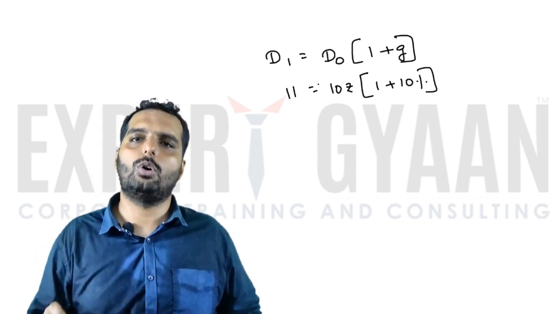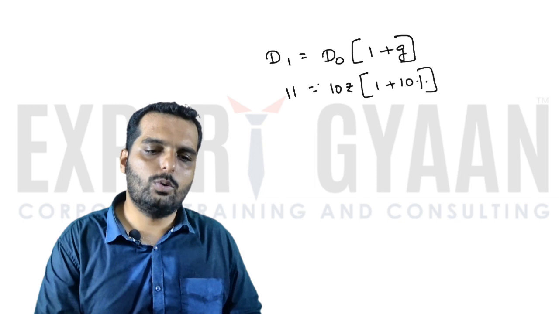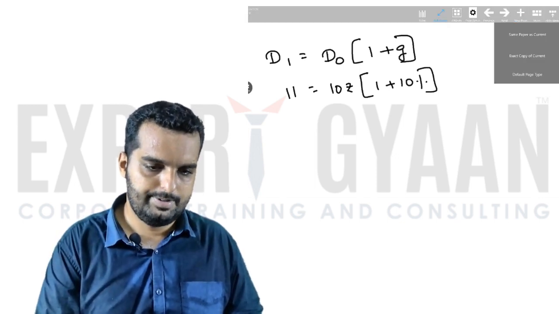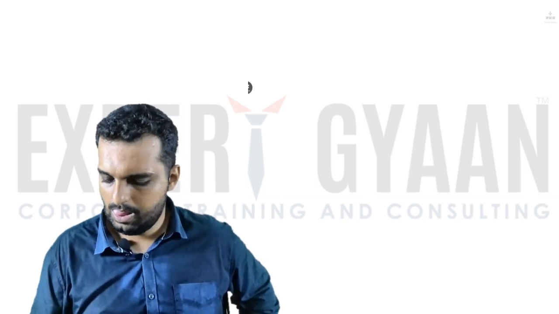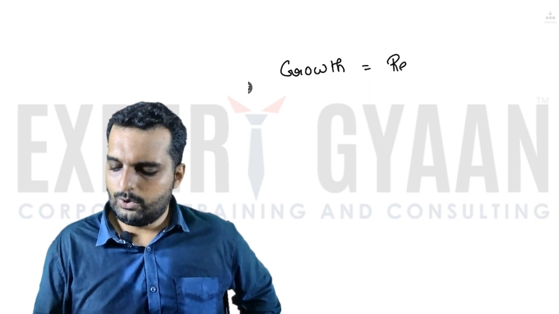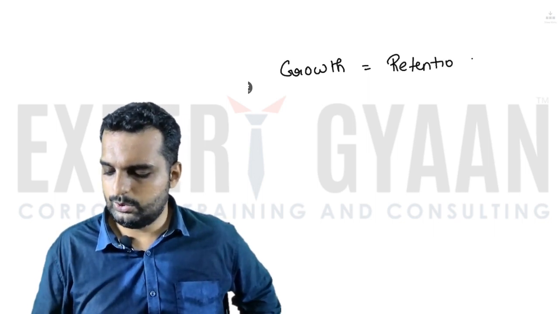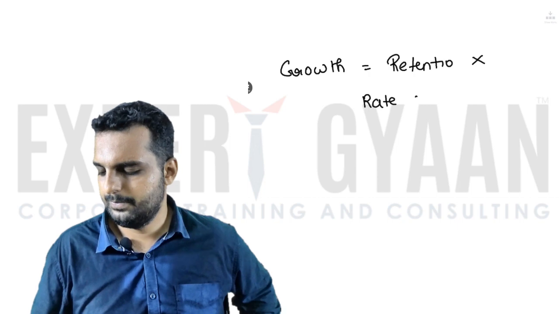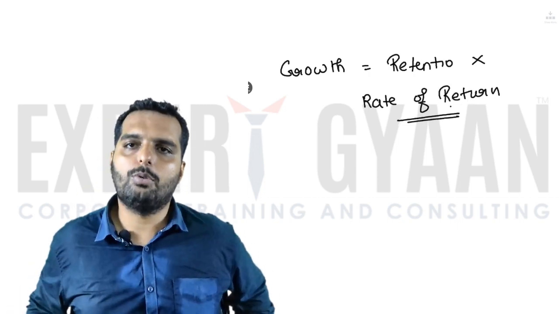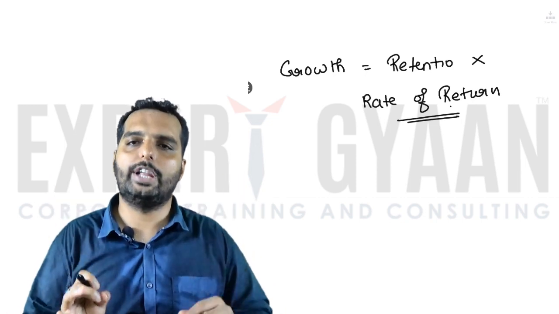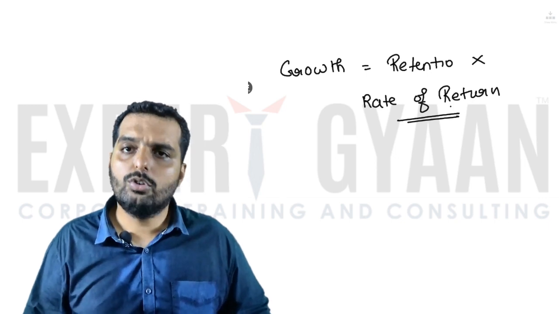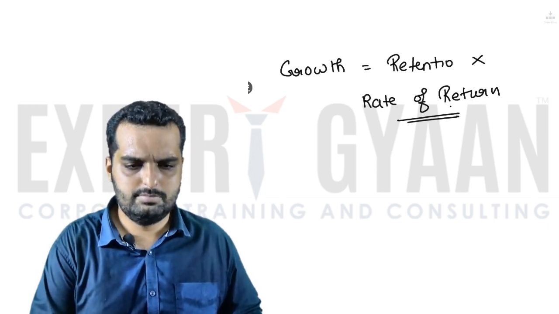I hope you are clear with the logic of this formula, friends. Now let us go to the next important concept, that is called growth. Friends, the formula for growth goes like this: retention ratio into rate of return. I repeat the formula, retention ratio into rate of return. But this is not that simple to explain in this manner, so I'll give you an example.